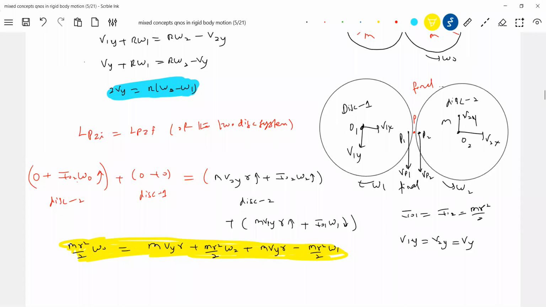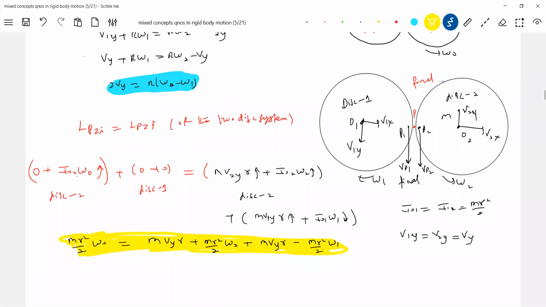Anybody, if you tell me that equation, I'll proceed further. M Vy R, and M R you can take outside. Okay, I'll do one thing. I'll simplify, since none of you are responding. R omega naught equals 2Vy plus R by 2 times omega 2 minus omega 1.